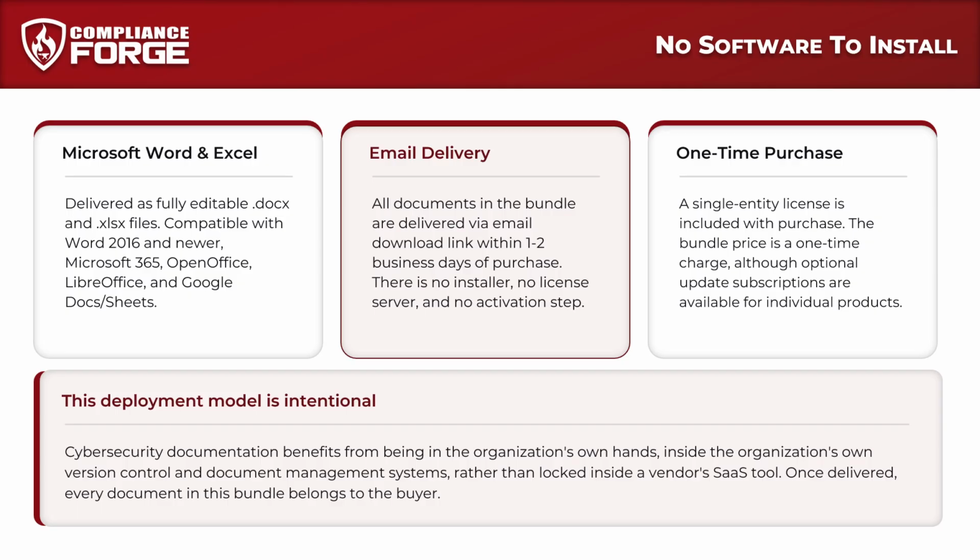All documents in the bundle are delivered via email download link within 1 to 2 business days of purchase, with all products arriving together. There is no installer, no license server, and no activation step. A single entity license is included, and the bundle price is a one-time charge. Optional update subscriptions are available for individual products as frameworks evolve.